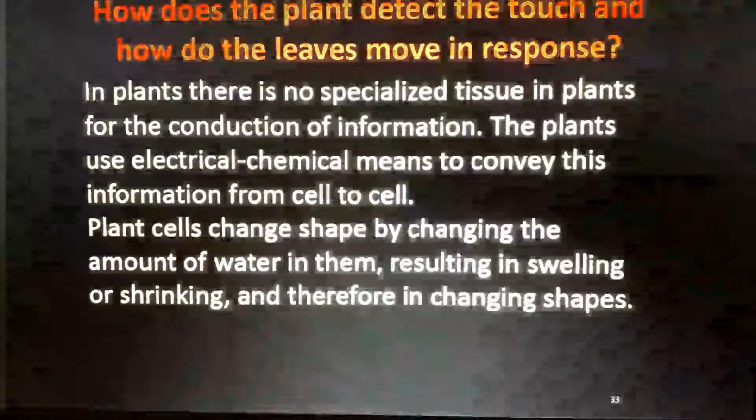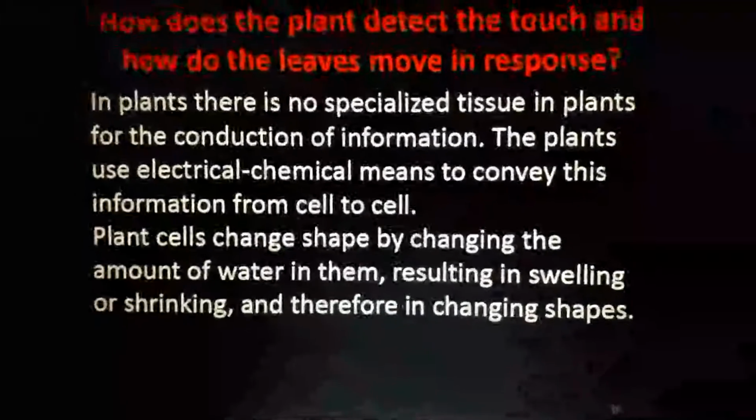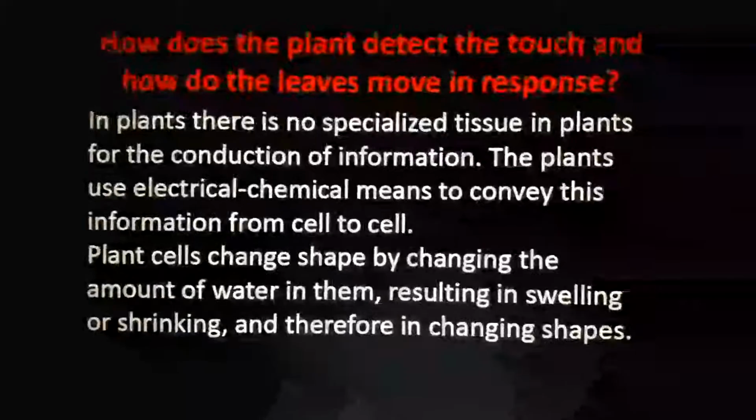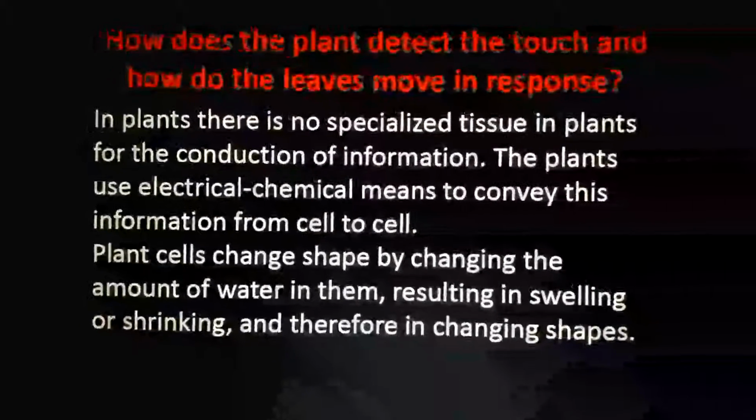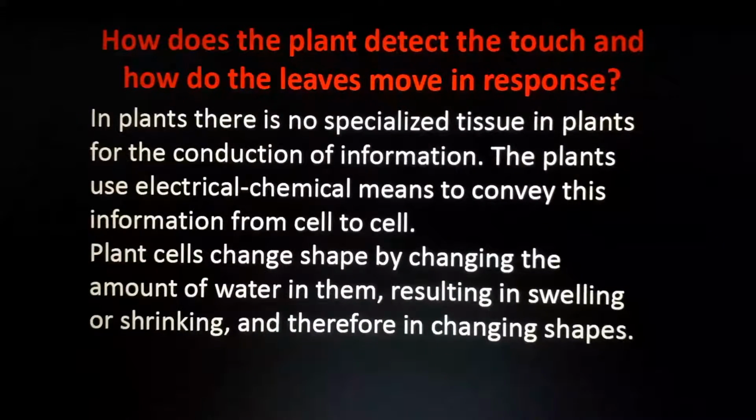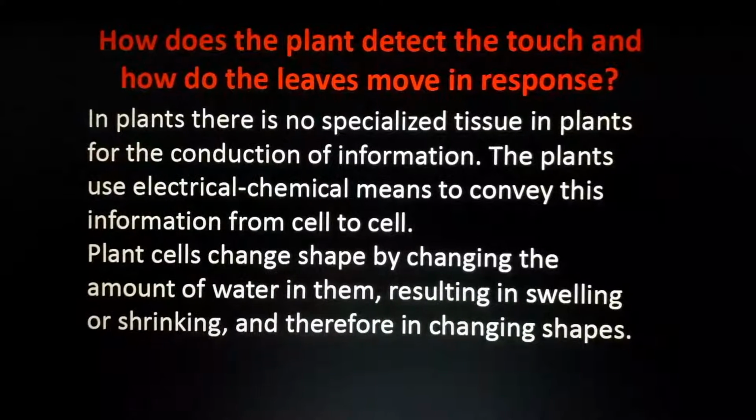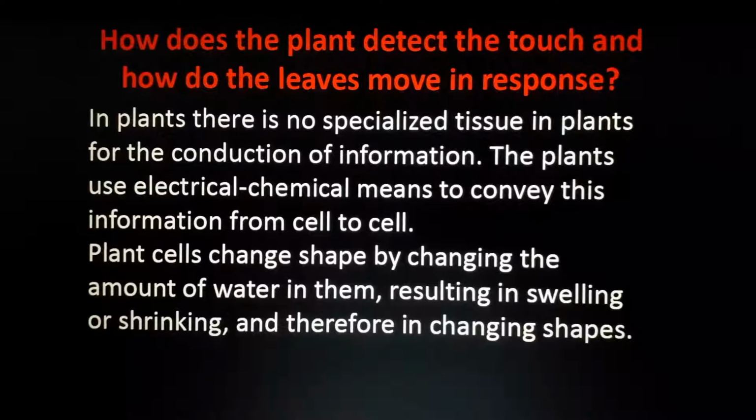Let's see. How does the plant detect the touch and how do the leaves move in response? Let's see how control and coordination in plants is possible. You know that there are no neurons in the plant. Mostly in plants, they use electrical-chemical means to convey. Chemical signals, sometimes converted into electrical signals, because there is no neuron inside a plant.